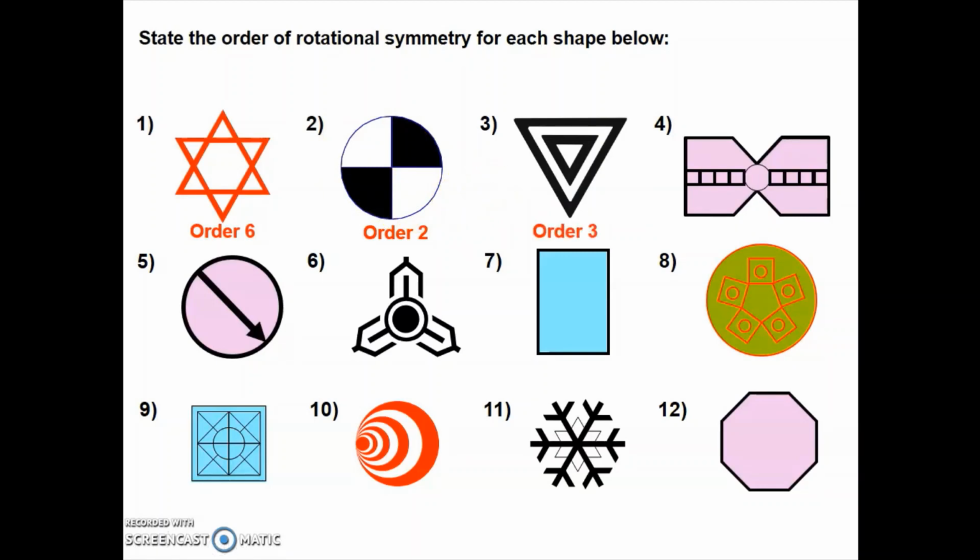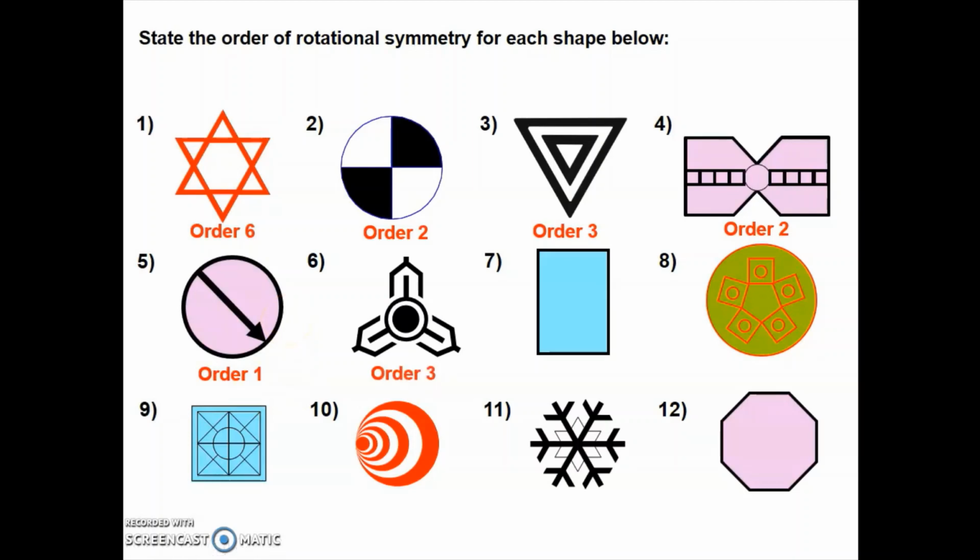Order 3, order 2. Question 5 has order 1, no rotational symmetry. If we rotated it 360 degrees, it would only look like itself in the original position, so we state order 1.